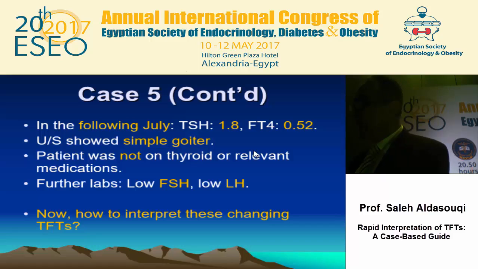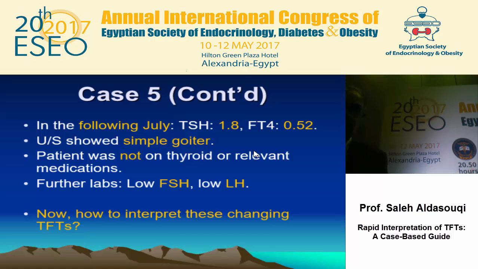So in July, like 6 months later, look at what happened. TSH is now 1.8 from 6.1. Free T4, I ordered it because I'm a smart endocrinologist. I'm just kidding. So I found the T4 to be low. Okay, see, she had a simple goiter. She was not on thyroid medications or relevant ones. And look at this, FSH and LH were both low. And remember, this is a postmenopausal woman, right?